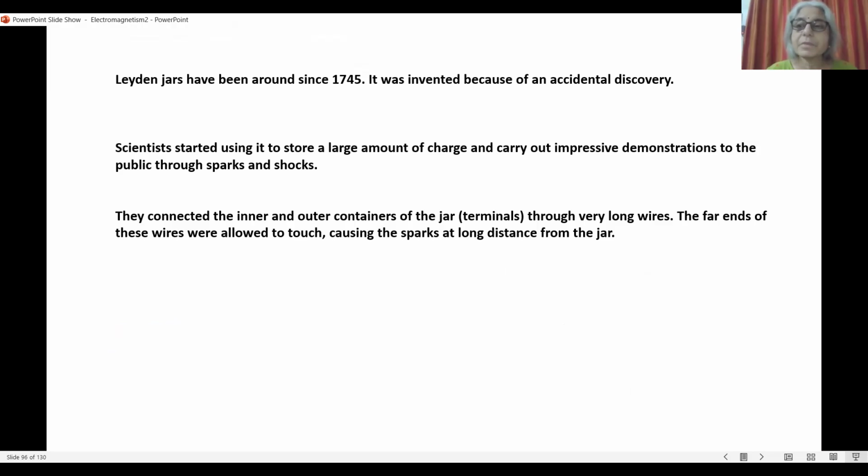So Leyden jars have been around since 1745. That is when they were invented. They were invented through an accidental discovery, like many things. And then scientists started using a Leyden jar to store a large amount of charge and carry out very impressive demonstrations.